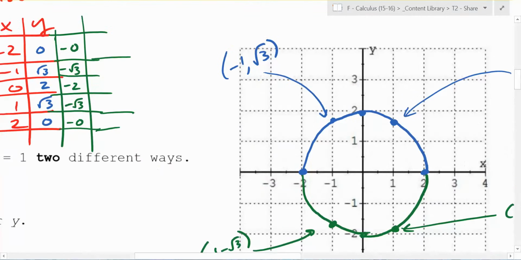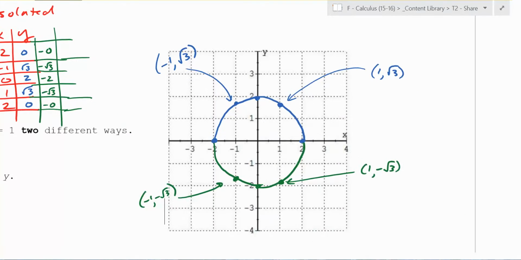So if you're ever lost as to how to graph something, what can you always do to get a basic idea of what it looks like? Plot points. Is that a perfect way of graphing something? No, it's not a perfect way, but can you always make a table?